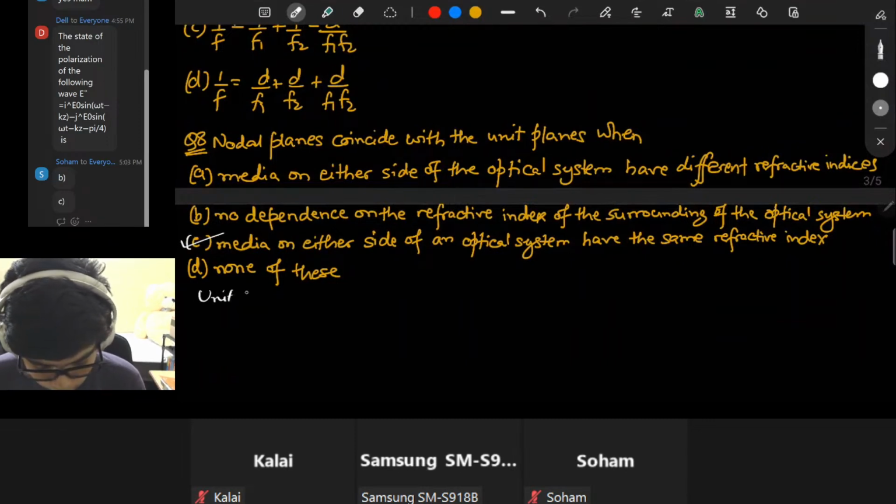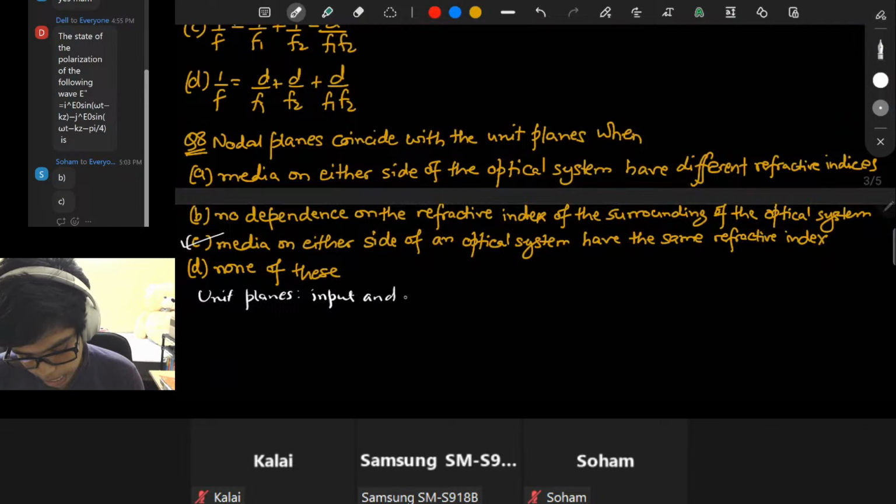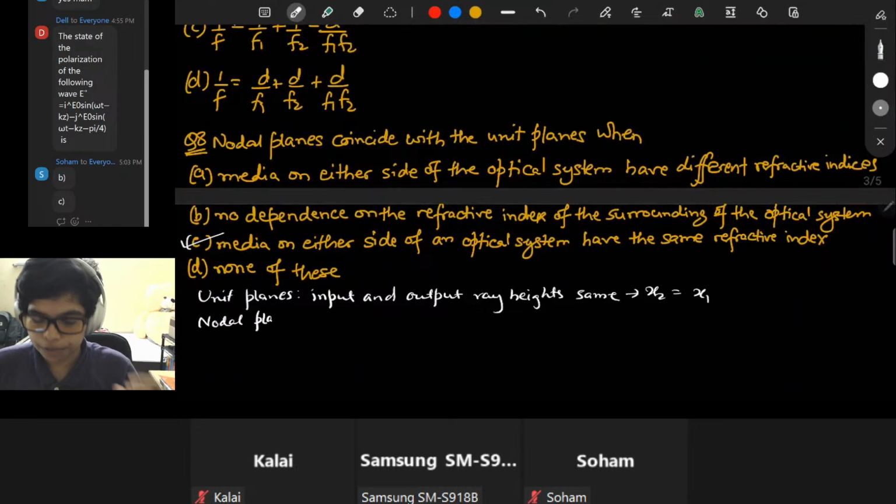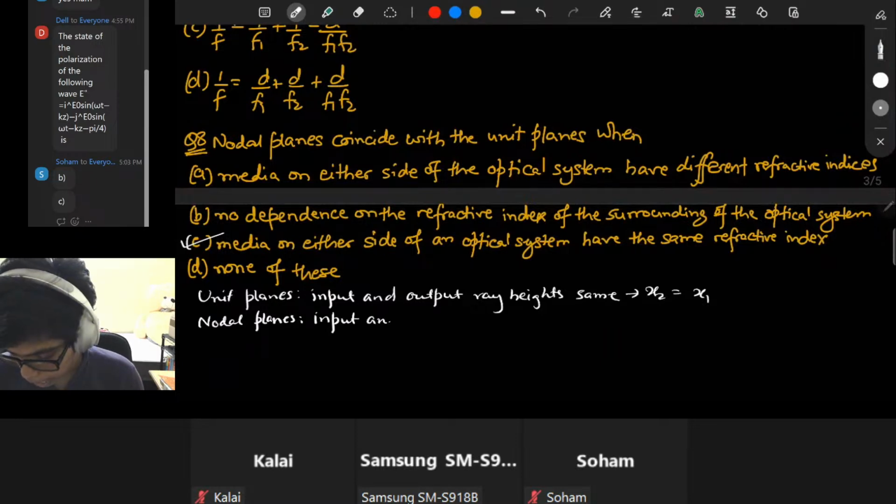Now let me remind you what these are. Unit planes are those planes where the input and output ray heights are the same, that means x2 equals x1, if x is the height of the ray. And nodal planes are those planes where the input and output ray angles, the angles they make with the principal axis, are the same. This means that lambda 2 equals lambda 1.